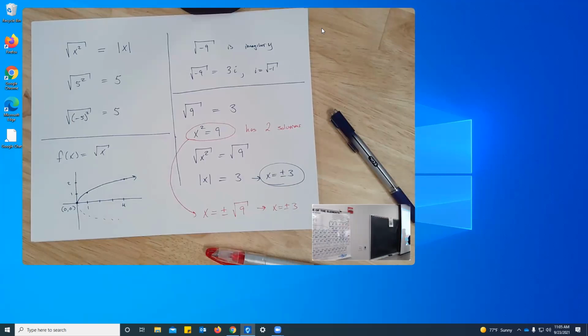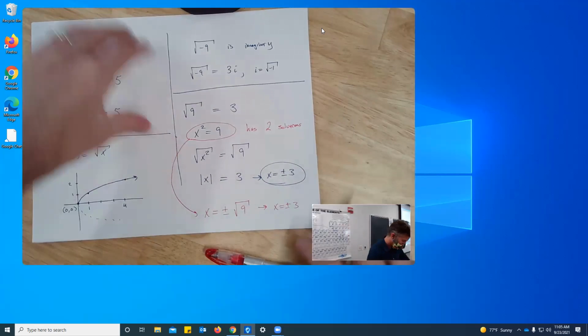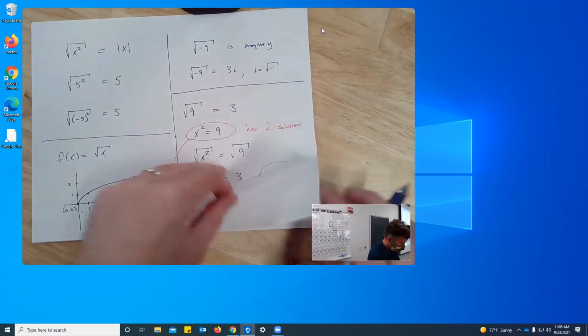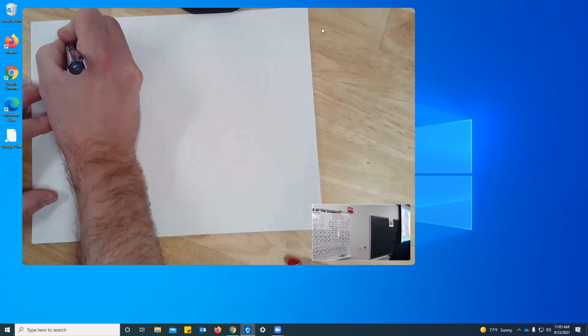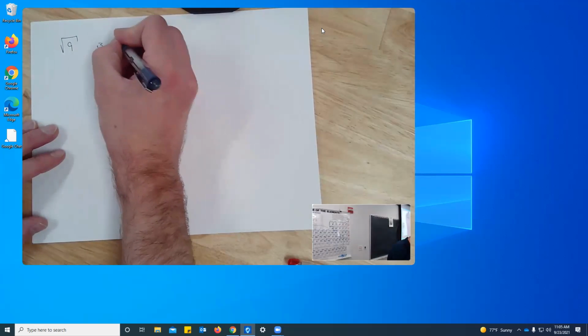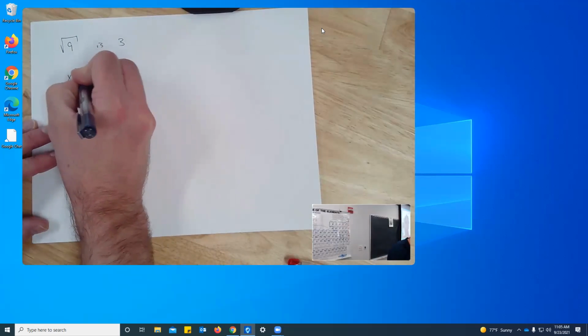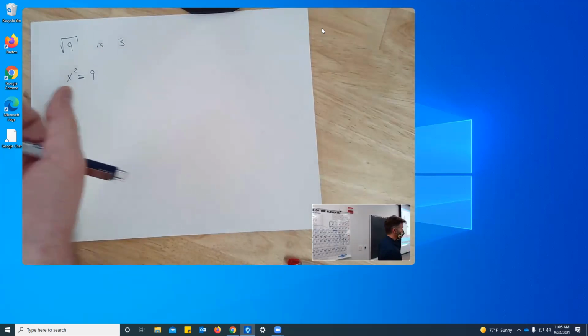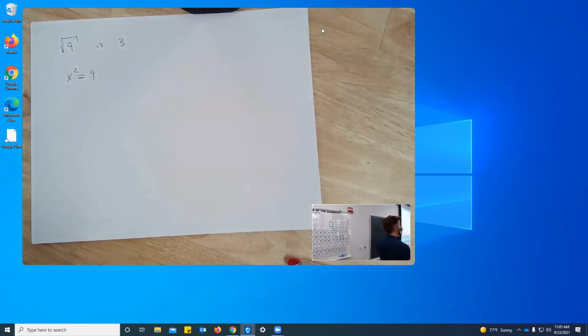So I want to clarify some language. Square root of 9 is not an equation. The square root of 9 is just a thing we're doing to 9. When I write the square root of 9, that's just the number, and it's 3. When I write x squared equal to 9, that's an equation I'm trying to solve. And I'm trying to find all the solutions, of which there are 2, 3 and -3.